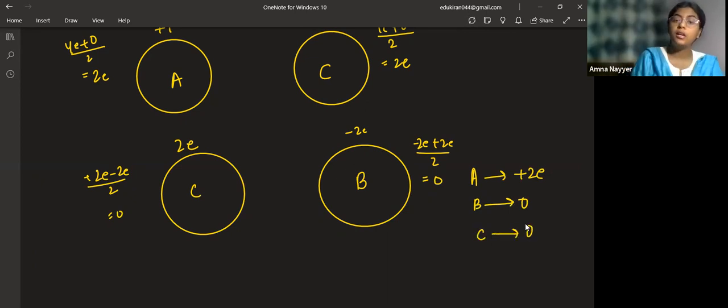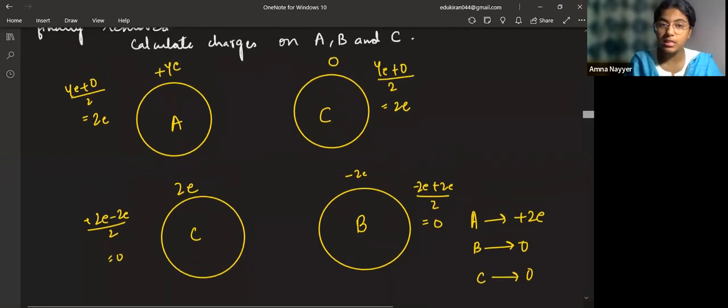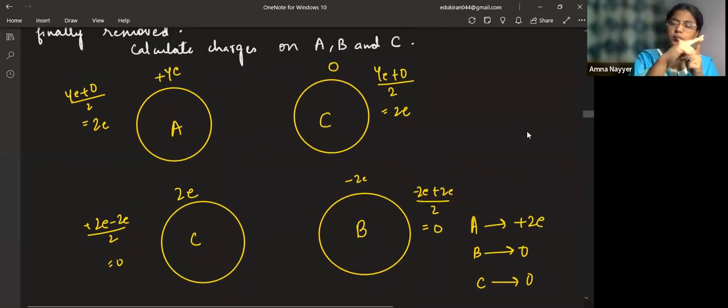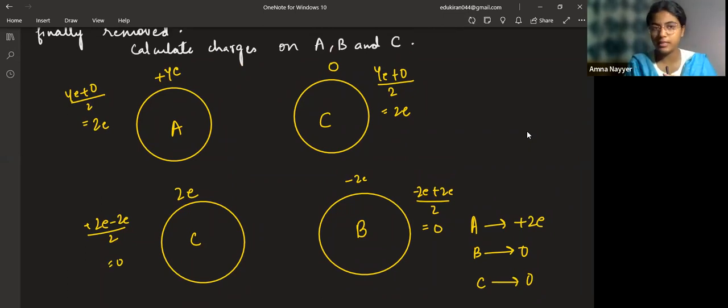This is how you take it. Go according to the manner in which the question is asked: first with this, second with that, then only. Because after the first contact, the charge becomes different.